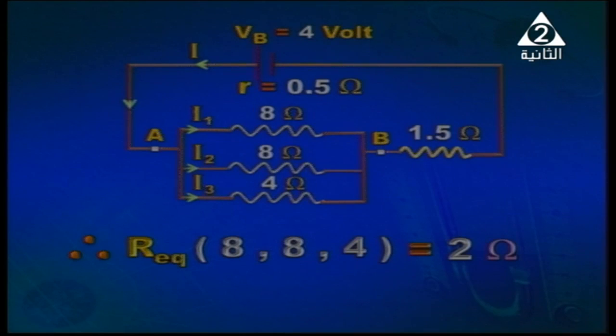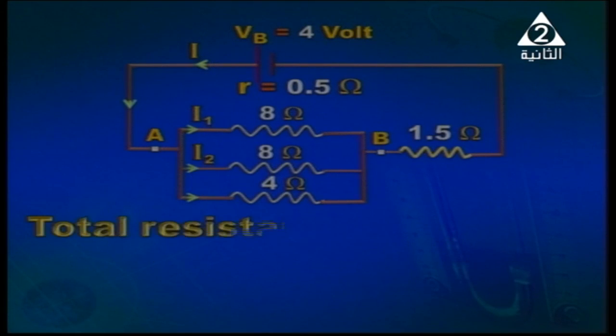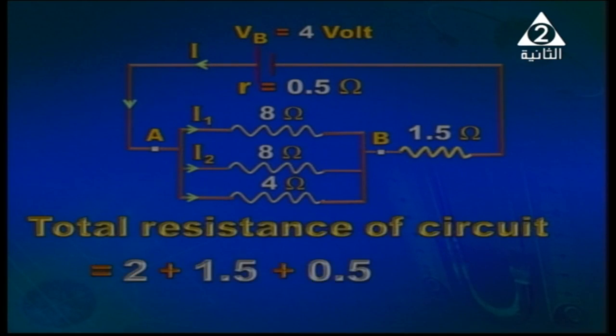2 ohm is connected in series to 1.5 and to 0.5 internal resistance. So total resistance of the circuit is 2 plus 1.5 plus 0.5, so it is 4 ohm. Now we can calculate the total current, the current through the battery.